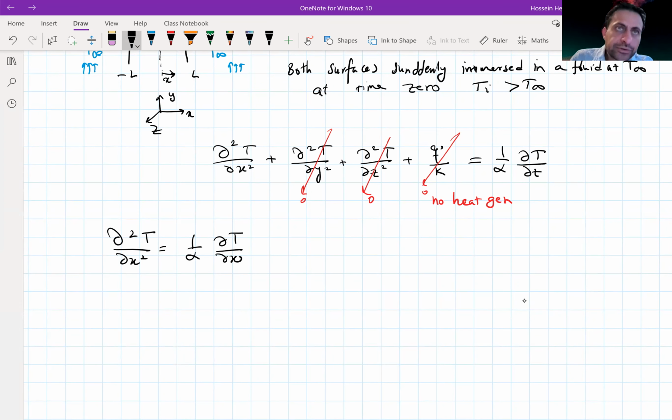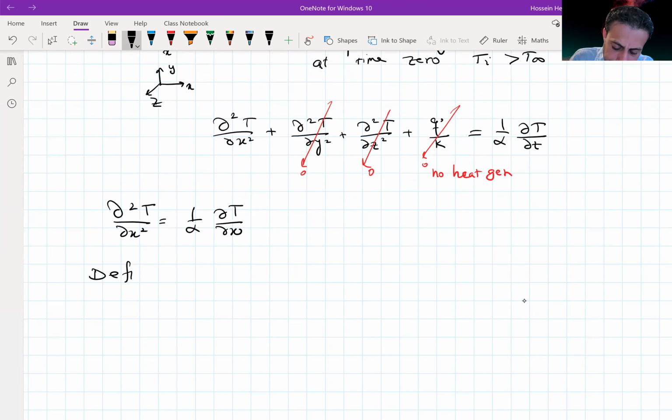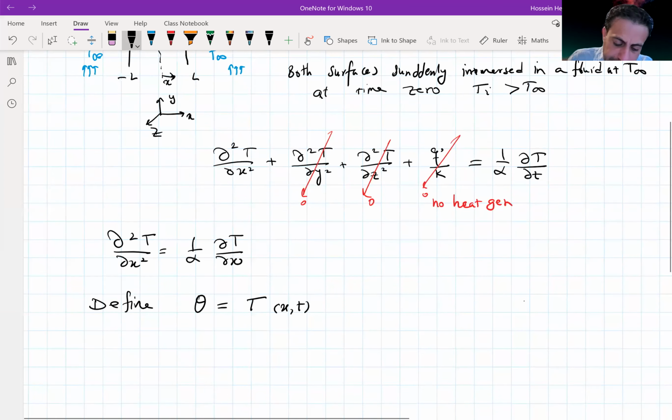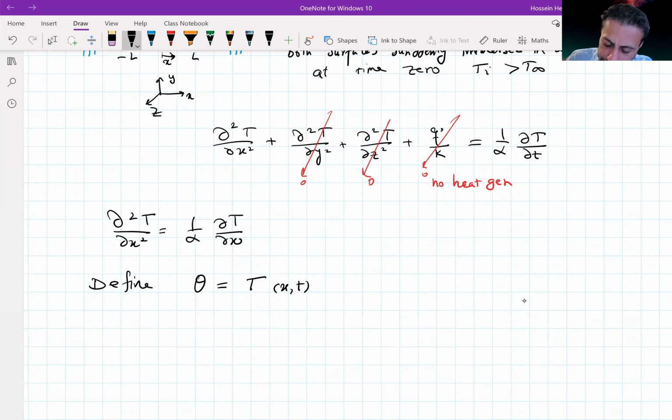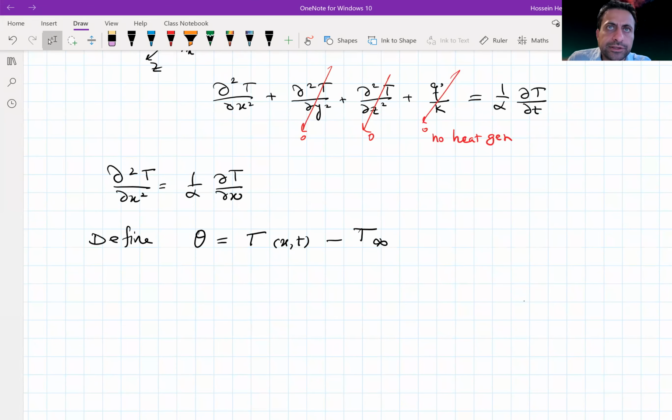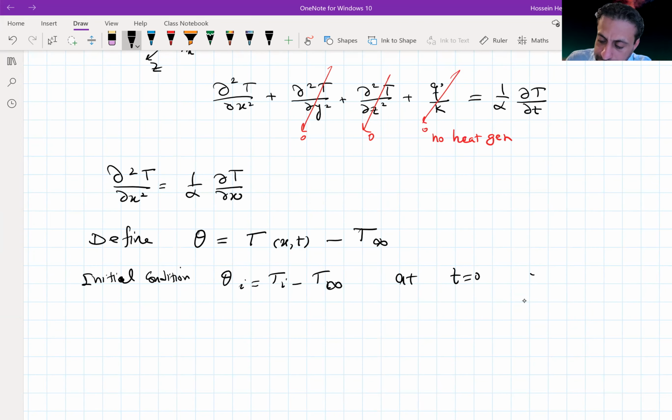Now, in order to progress, we define theta, which is T at any location inside this wall, minus T infinity. And the initial condition would be theta i, Ti minus T infinity, at time 0, and for the whole domain. This is the initial condition.